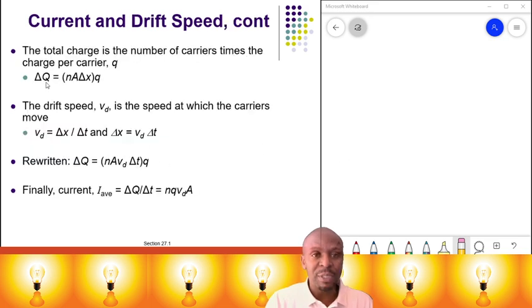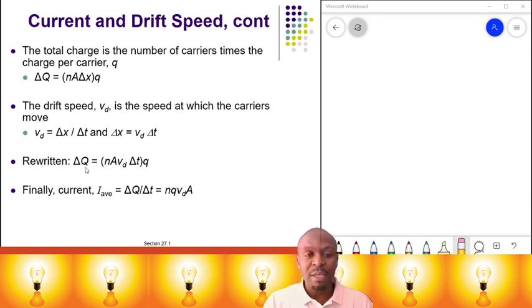Now the total charge will just be given by this equation here. Now the drift speed at which the charge carriers are moving is just given by this equation from the previous figure. And the change in x, of course, we have seen that it is the drift speed times the change in t. Now if we know the change in x from this equation here, we just take that and plug it into that equation. Therefore the total charge is just given by this.